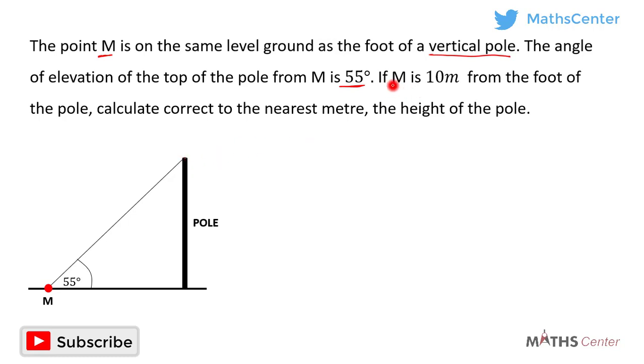The question continues to say that point M is 10 meters from the foot of the pole. So it means that the distance between point M and the foot of the pole is 10 meters. So the distance from here to here is 10 meters. We are going to use this information to calculate the height of the pole and correct our answer to the nearest meter. Let's call this point here B and this point here C. So as you can see from the diagram, the length BC will give us the height of the pole.